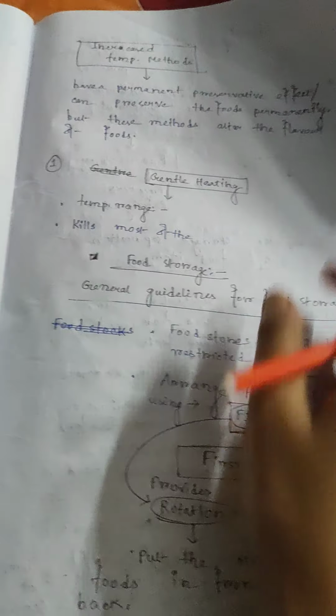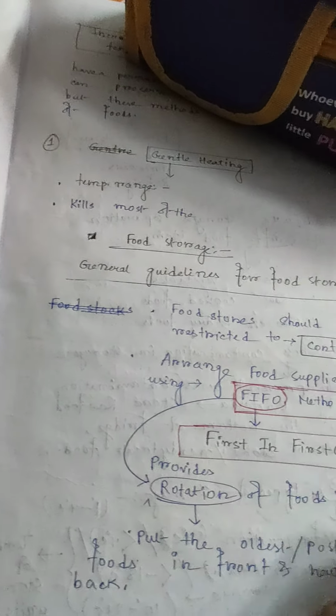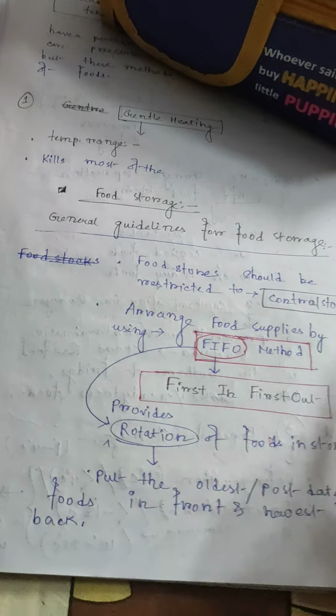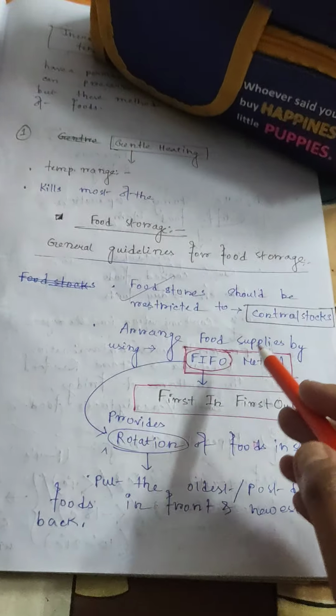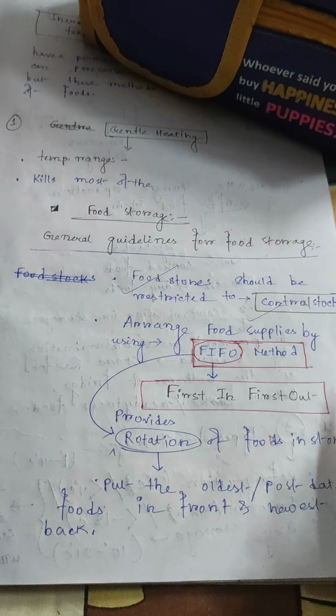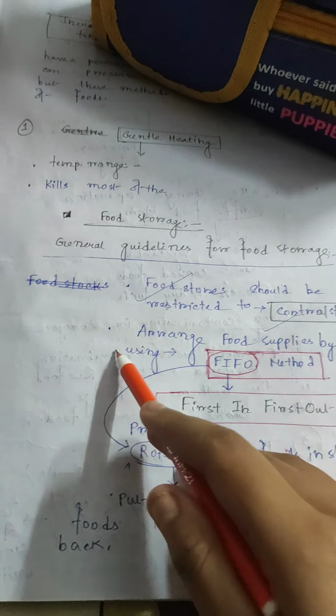Then we move to general guidelines for food storage. Food stores should be restricted to control stocks. Arrange the food supplies by using the FIFO method. FIFO full form is first in, first out. It provides rotation of foods in the storage. Put the oldest or post-dated foods in front and the newest in the back.